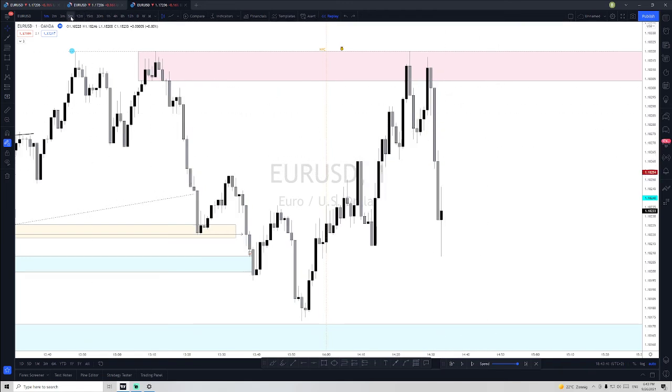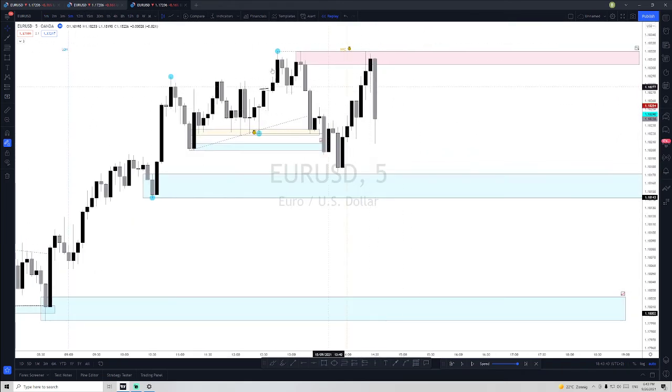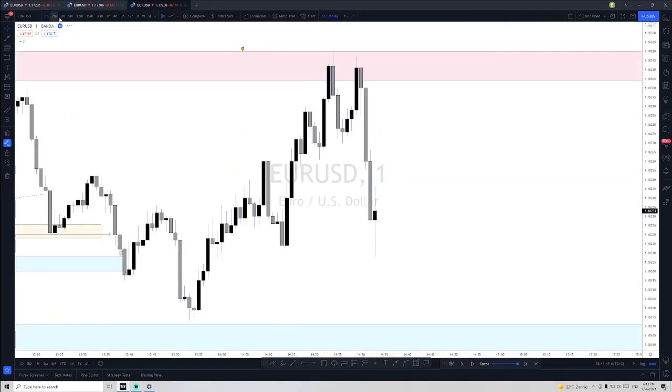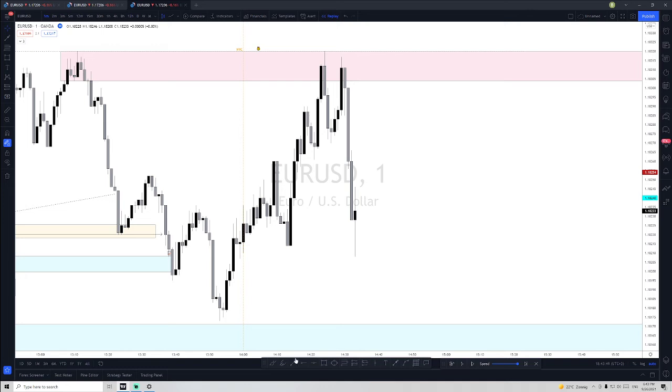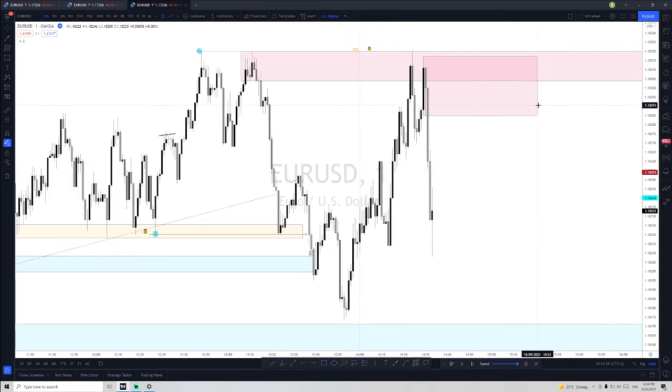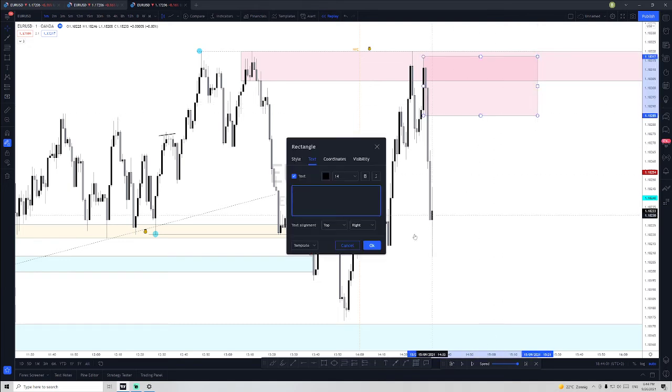Let's take that out. See, 5-minute showing new supply. 3-minute, 2-minute, 1-minute. All right. Let's see if it comes back. I like this. This is now the new supply, but this is big, so no entry.